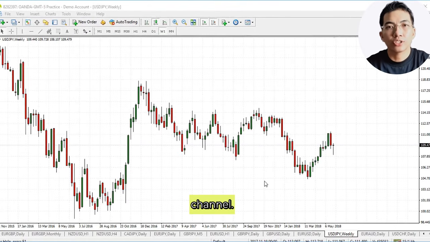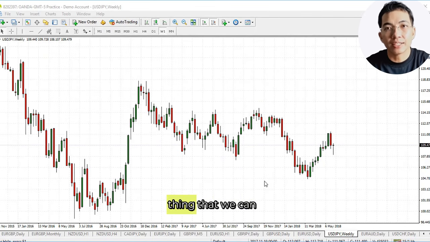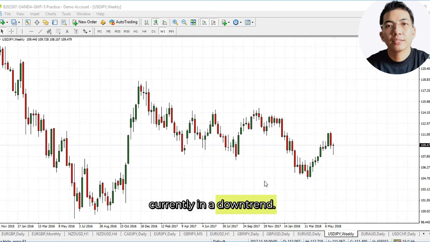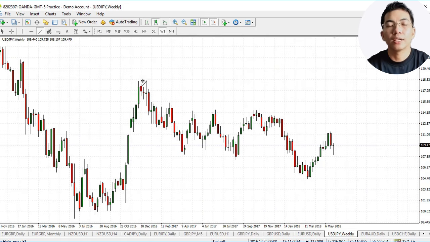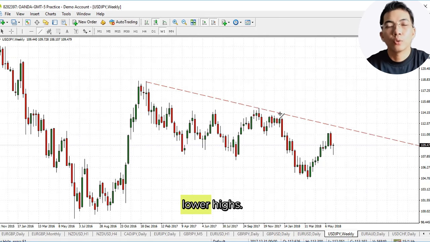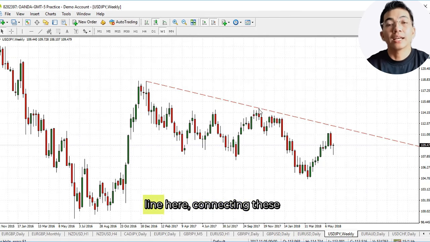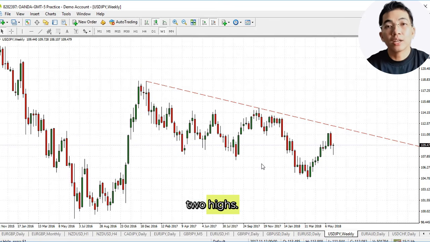How to draw a channel. We are on dollar Japanese yen. It is a weekly chart, and the first thing that we can notice is that the price is going slowly down and we are currently in a downtrend. What we will normally do in this situation is to draw a downtrend line to connect lower highs. So I draw my line here connecting these two highs.